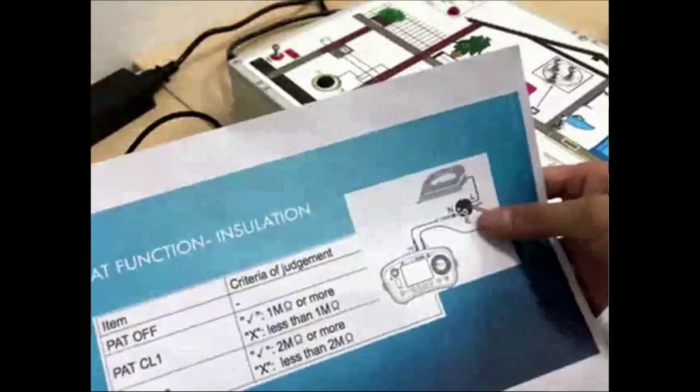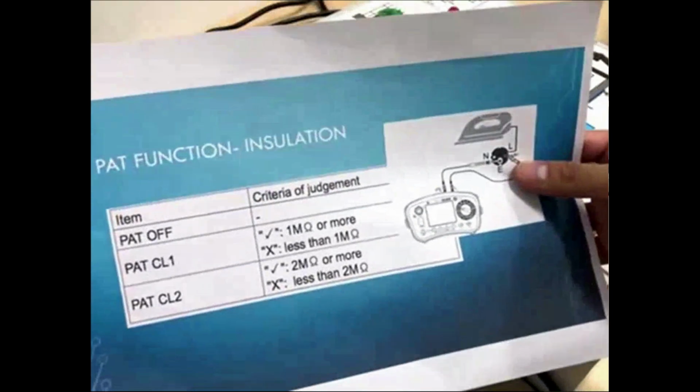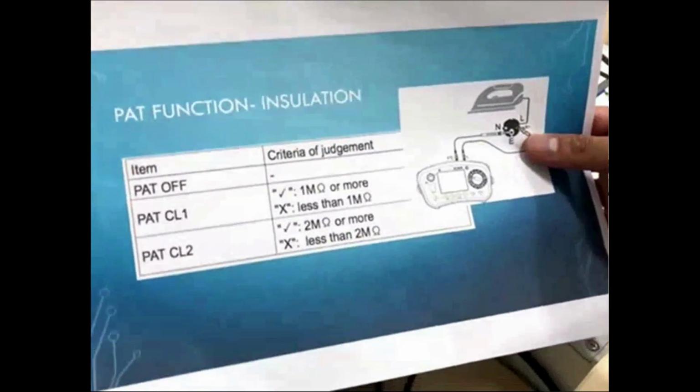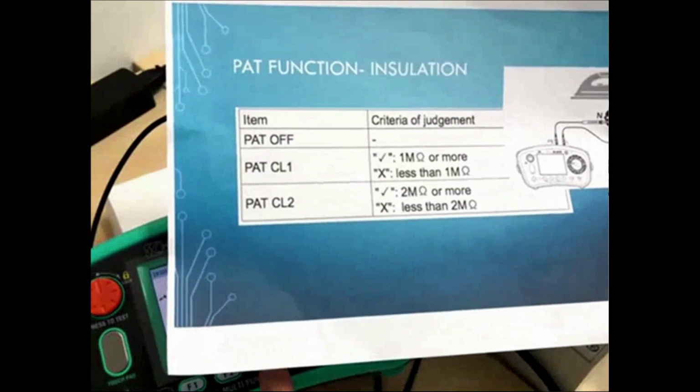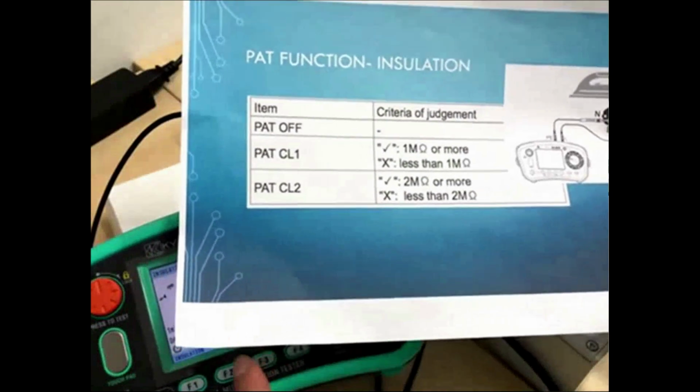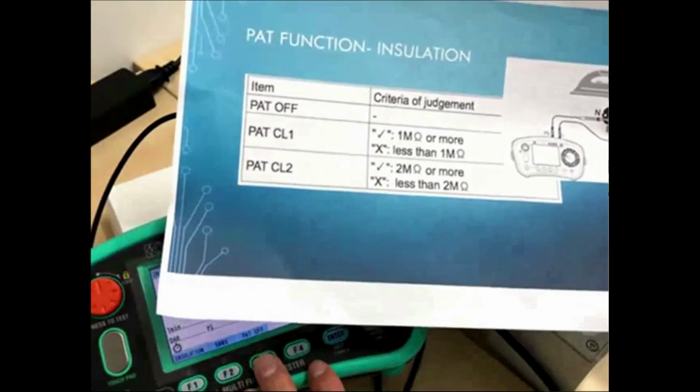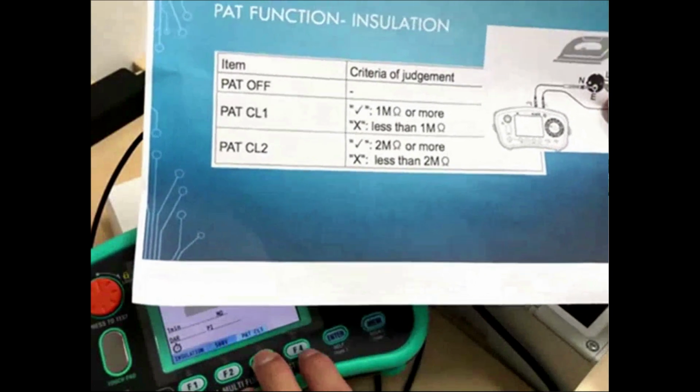This is the insulation test for the portable appliance. PAT class 1 and class 2. If you're not sure what is class 1 and class 2, go on the internet and search. Go and check what is class 1 and class 2. It's a safety standard.